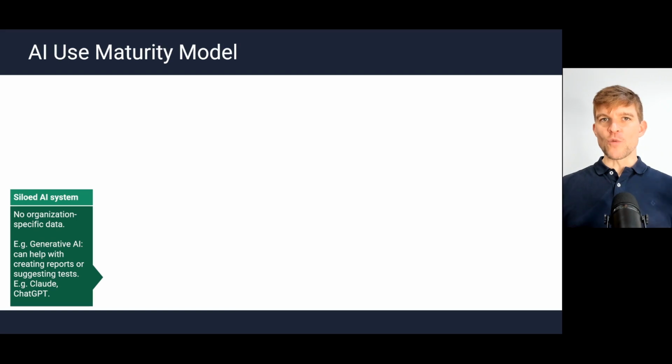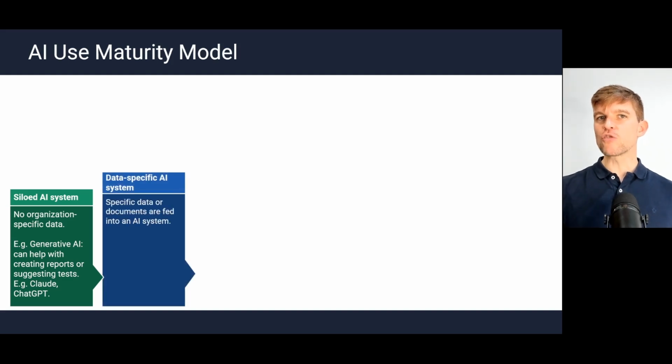So, what we're looking at here is an AI use maturity model where the input is privileged information. And at the siloed AI system, we don't have privileged information. It's still useful. Use it to do general research and information queries, but you're not going to be able to learn much about a document, an organization, or wider clients.